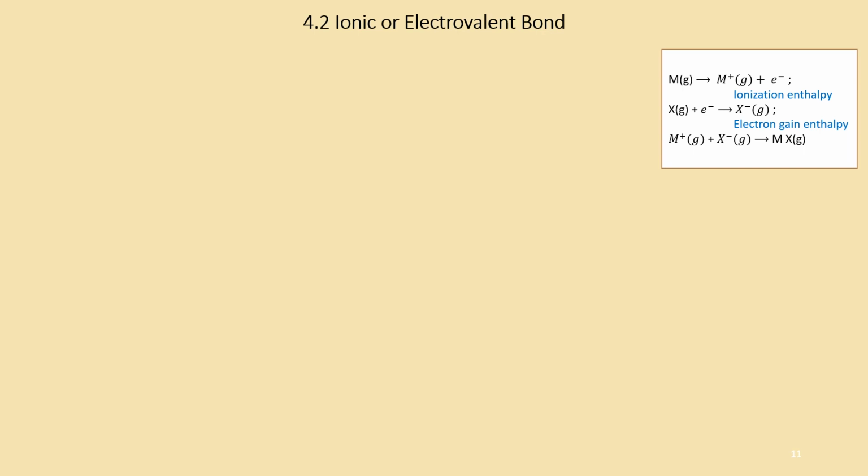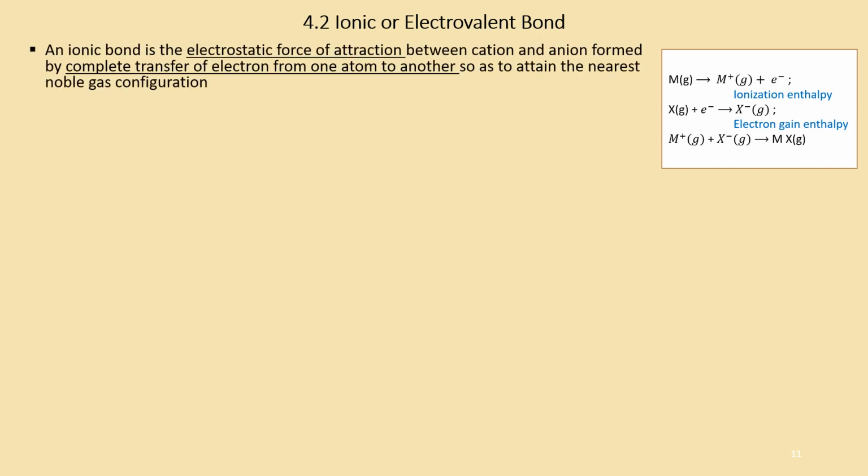Ionic or electrovalent bond. From Kössel's and Lewis's treatment of the formation of an ionic bond, it follows that the formation of ionic compounds would primarily depend upon the ease of formation of positive and negative ions from the respective neutral atoms, and the arrangement of positive and negative ions in the solid, that is, the lattice of the crystalline compound.